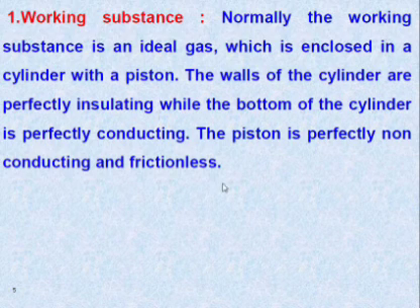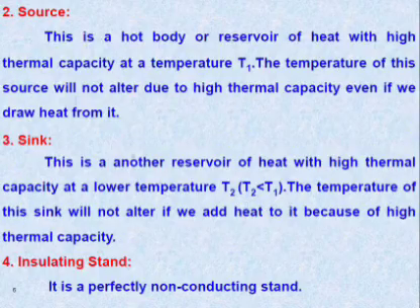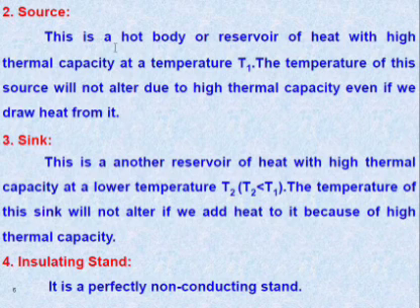Among these four parts, number one, working substance. Normally, the working substance is an ideal gas which is enclosed in a cylinder with a piston. The walls of the cylinder are perfectly insulating while the bottom of the cylinder is perfectly conducting. The piston is perfectly non-conducting and frictionless.